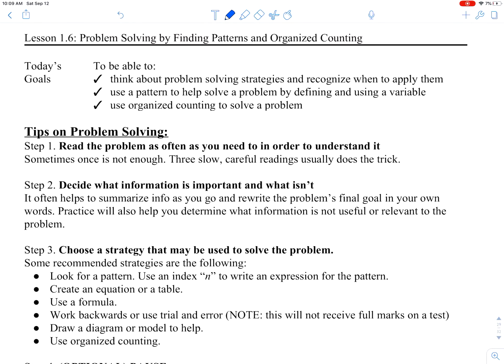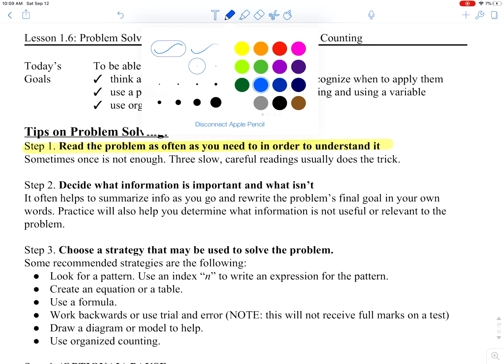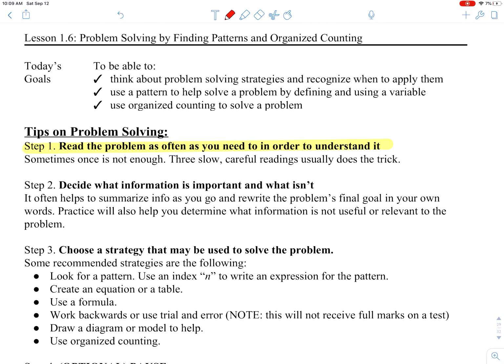So just a couple tips on problem solving. Step 1. Read the problem as often as you need to. One of the trickiest parts with word problems is the words. So making sure that you understand what's being asked is going to be really important. When I'm reading through word problems, I do a lot of either highlighting of the key parts, or I will underline key parts or circle them. But there's usually a whole lot of extra stuff.